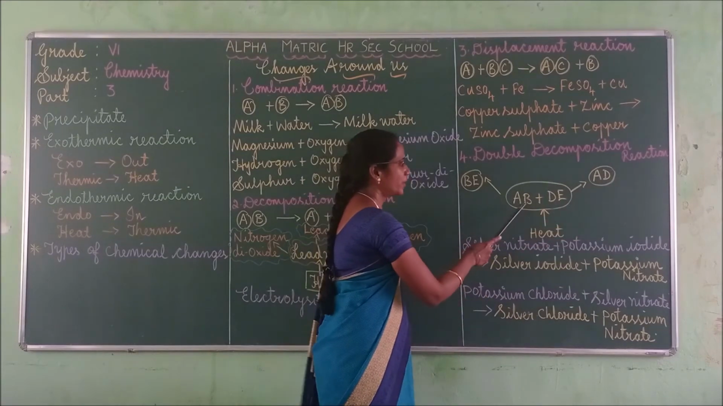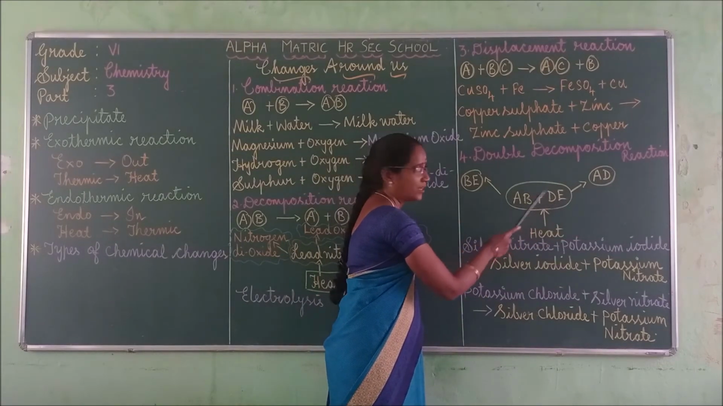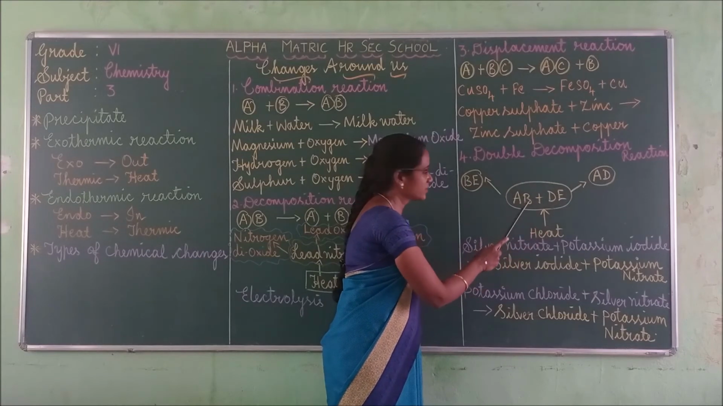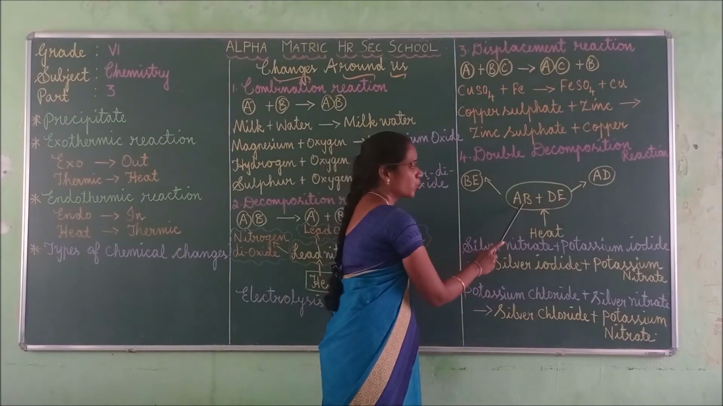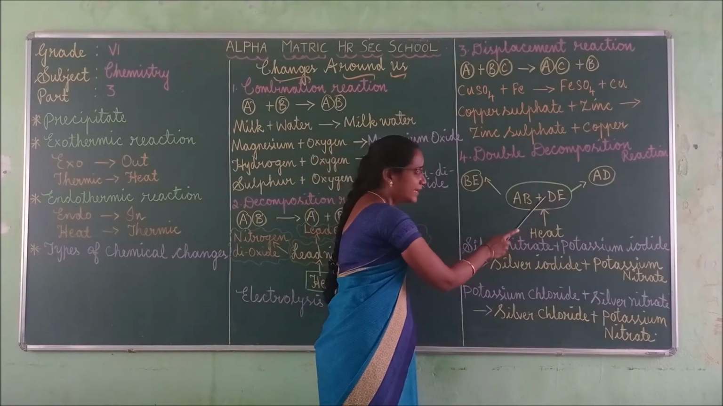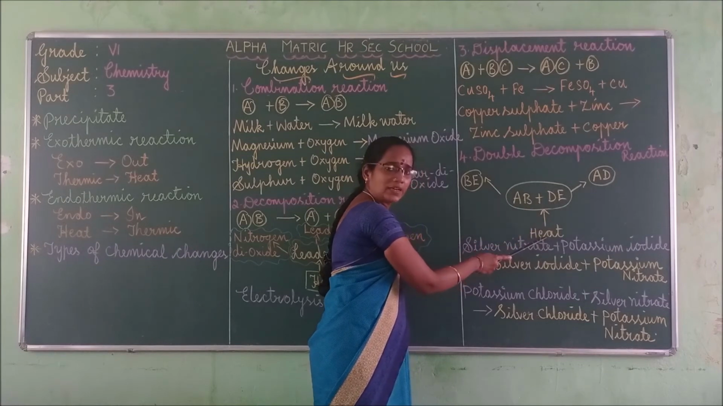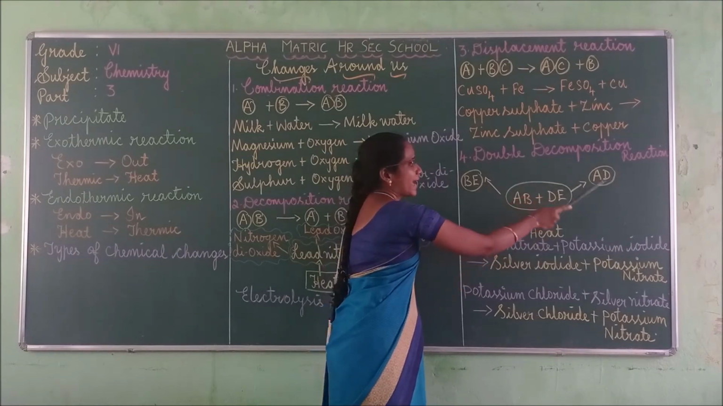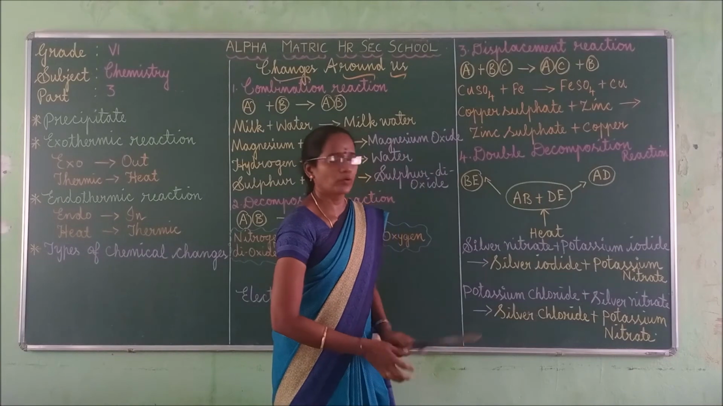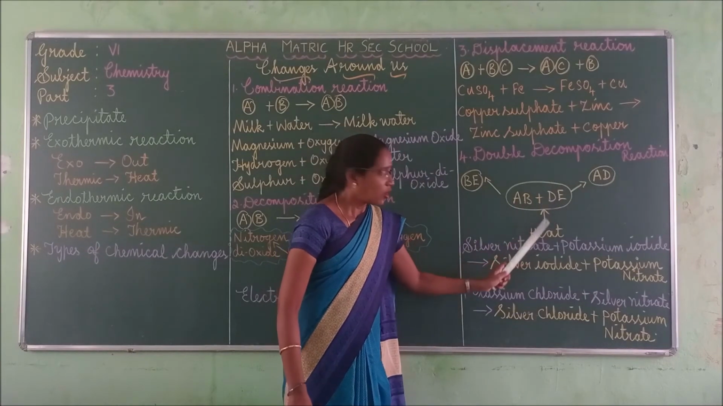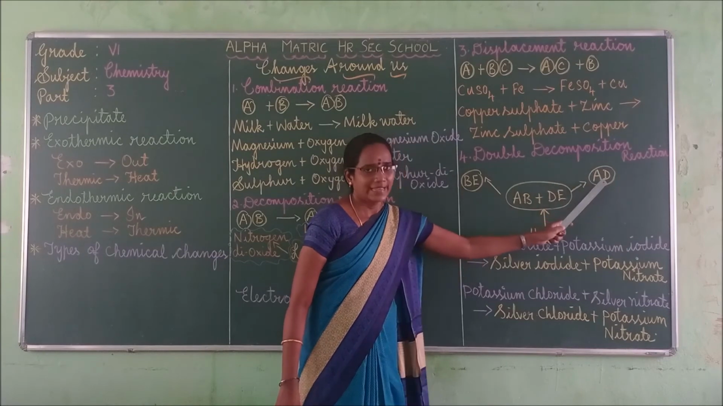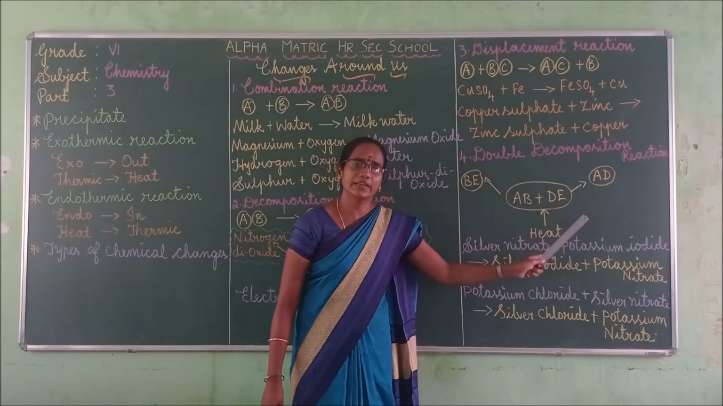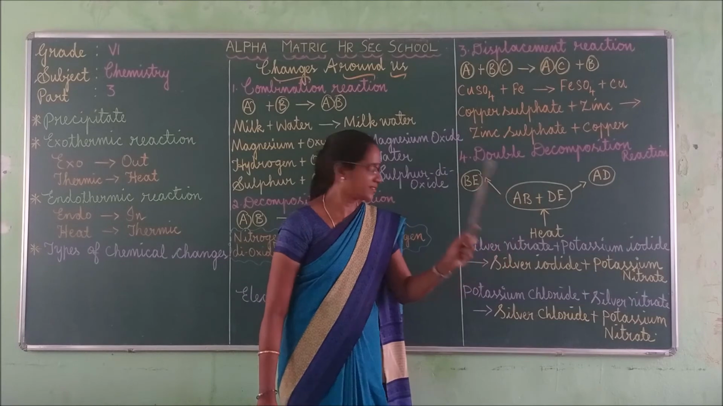For example, AB plus DE, both are compounds. This is one compound and this is another compound. AB plus DE, both are compounds. These compounds on heating form BE as well as AD compound. These two compounds on heating form two more new products, BE and AD, and also they exchange their ions.